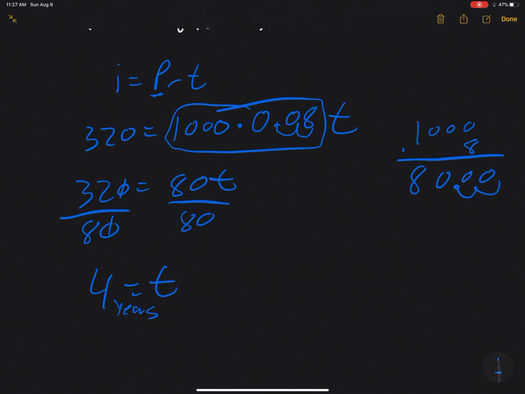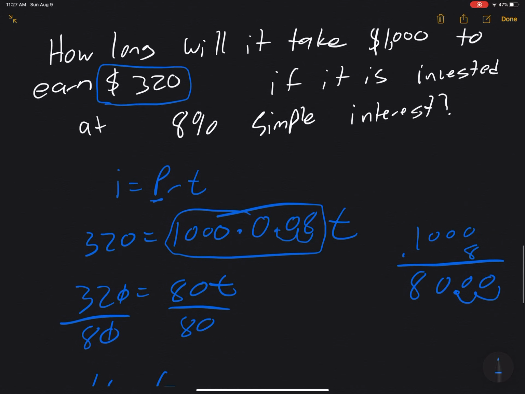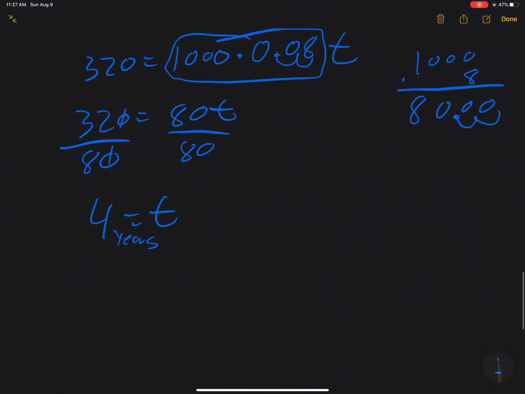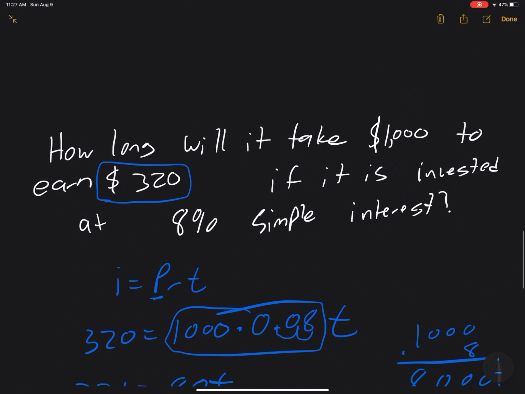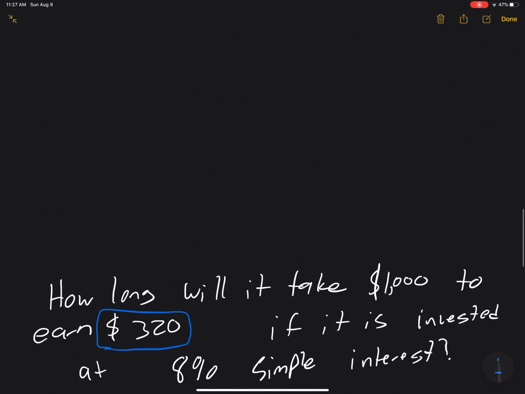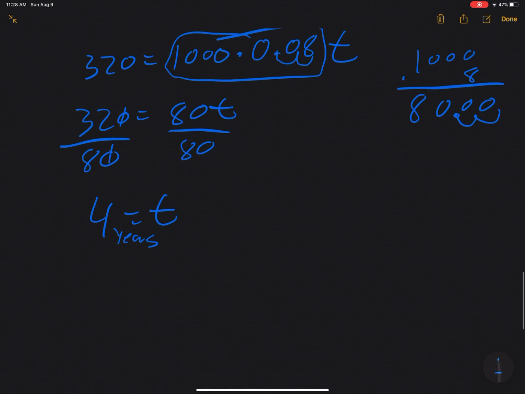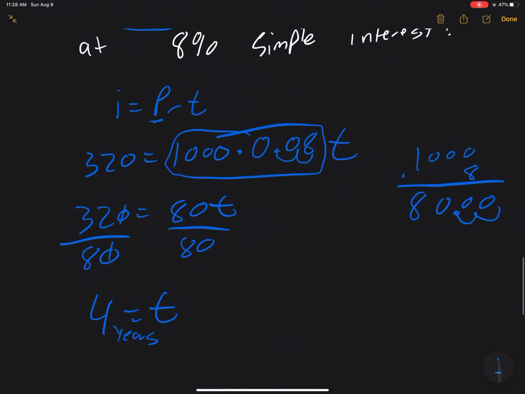4 years. So in this case, it will take 4 years for you to earn $320 if you initially invested $1,000. Which makes sense because not only did we double the investment, but we lowered the interest. We lowered the amount we wanted. And that is how you use the simple interest formula.